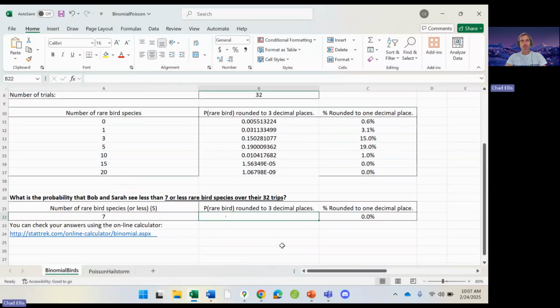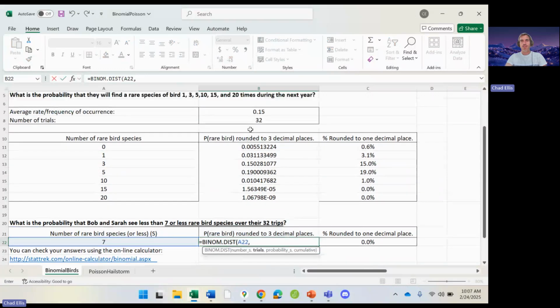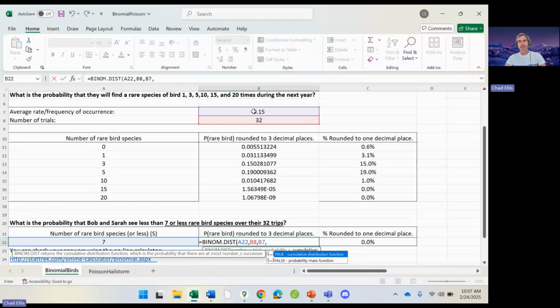So another thing that it asks is what is the probability that the ornithologists Bob and Sarah will see less than 7 rare bird species over the 32 trips? So I can do the same thing. I'm going to type in binomial. I'm going to click on 7. That's the number of successes. I'm going to go up and click 32 trials again. I'm going to click on 0.15 for the probability of success on each trial. But this time I'm going to click true.